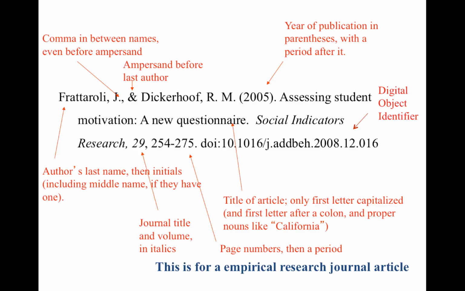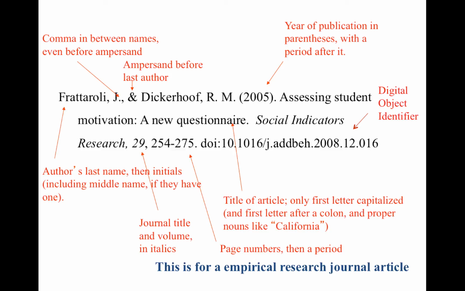As I did with the in-text citation, here is a detailed diagram that walks you through the reference citations for a research journal article. You start with the author's last name, comma, followed by first and middle initials with a period. Before the last author, when there are multiple authors, you add an ampersand. This is followed by the year of publication in parentheses, period.